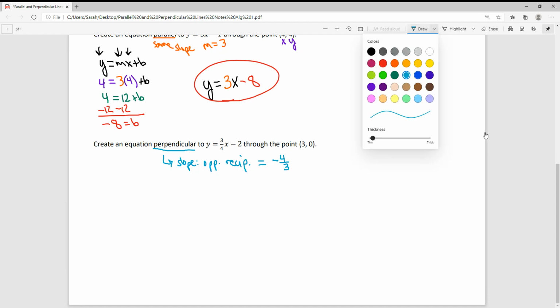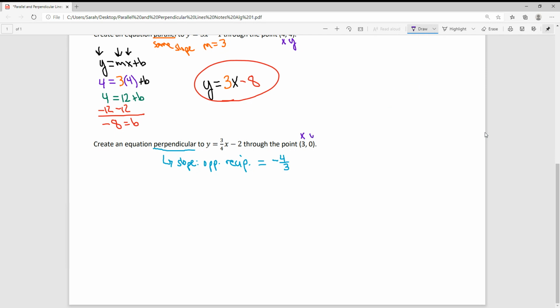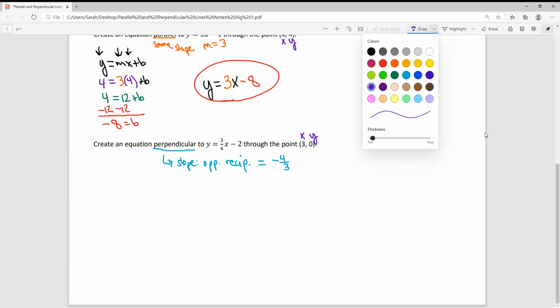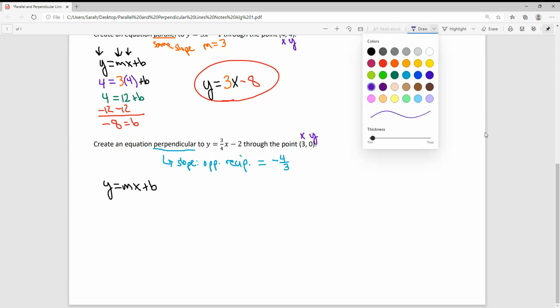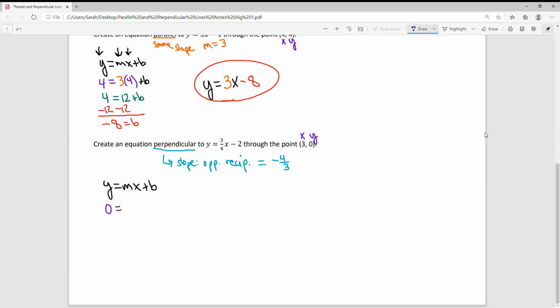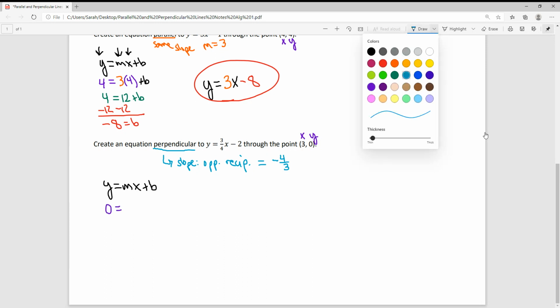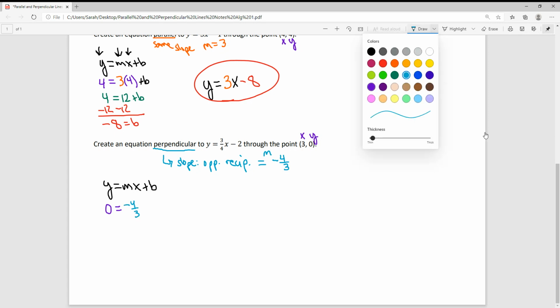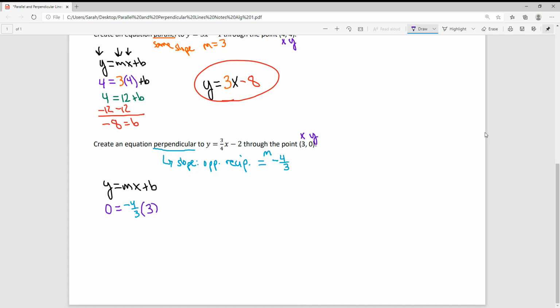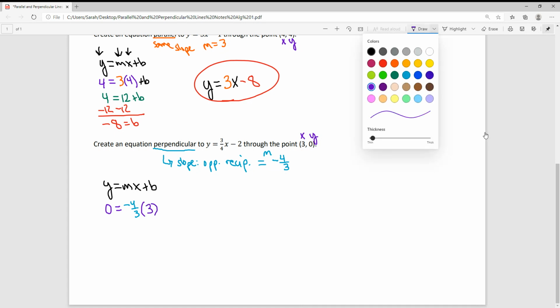So then, same idea. I have a point, x and y. This time x is 3, y is 0. I have a slope, so I can use y equals mx plus b like I've done before. I can sub 0 in for my y. M is that new opposite reciprocal slope that we just found, negative 4 over 3. X is the x coordinate for our point, so 3 plus b.